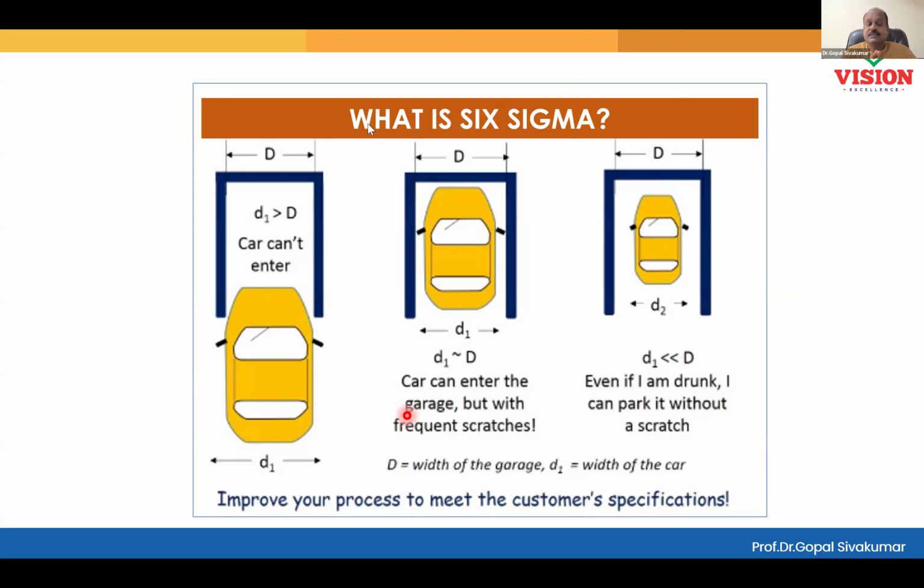When you run a process in a just capable scenario, that's the time your CP/CPK will be equal to 1. That means your control limits are just touching the specification limit. Can you see that, all of you? So CP/CPK equal to 1 means in terms of sigma level, your process is a 3 sigma process.